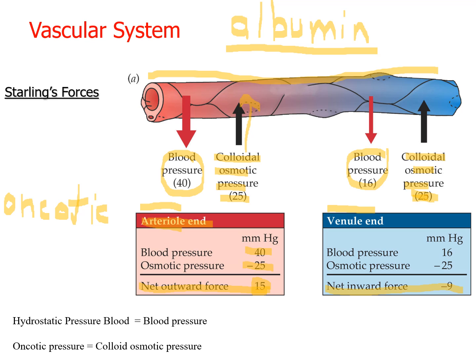Here the hydrostatic pressure of the blood is lower, 16, and osmotic pressure is 25 inwards, so it's minus, maybe even slightly more than 25. So there's a net inward force of -9. These two values don't balance, so some water that exits by osmosis, mostly due to the hydrostatic pressure, remains outside of the capillaries.